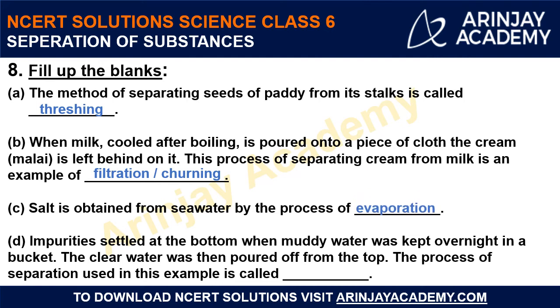Alright. D1. Impurities settled at the bottom when muddy water was kept overnight in a bucket. The clear water was then poured off from the top. The process of separation used in this example is called, again we have just seen this, that अगर हमारे पास impurities हैं और हम उसे settle down कर लें by sedimentation at the base of the beaker, so finally we can pour off the clear part or the clear water from the top. So ये जो process है of separation, it is called decantation. So by this we can do this. So we are done with fill up the blanks. Let's move ahead.